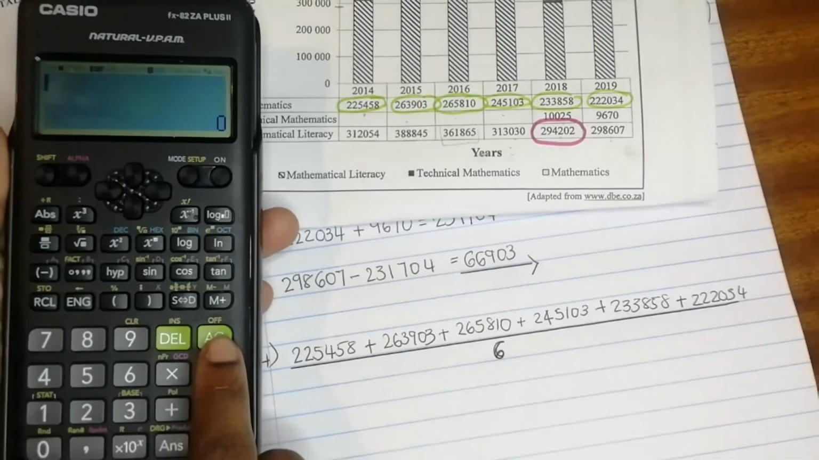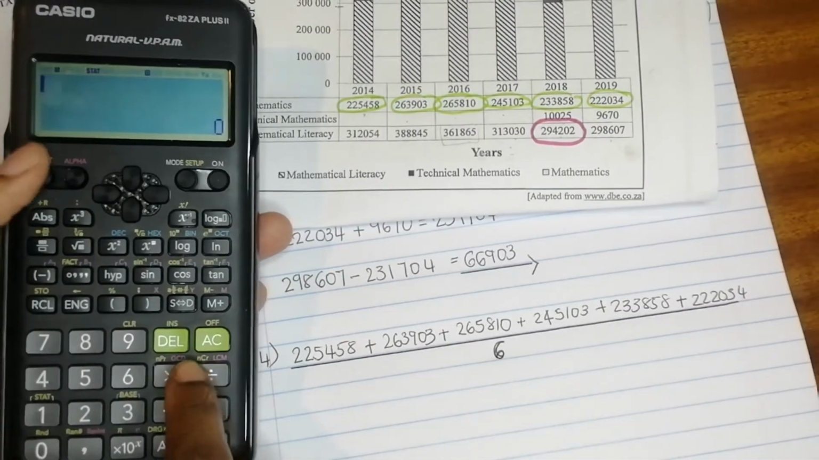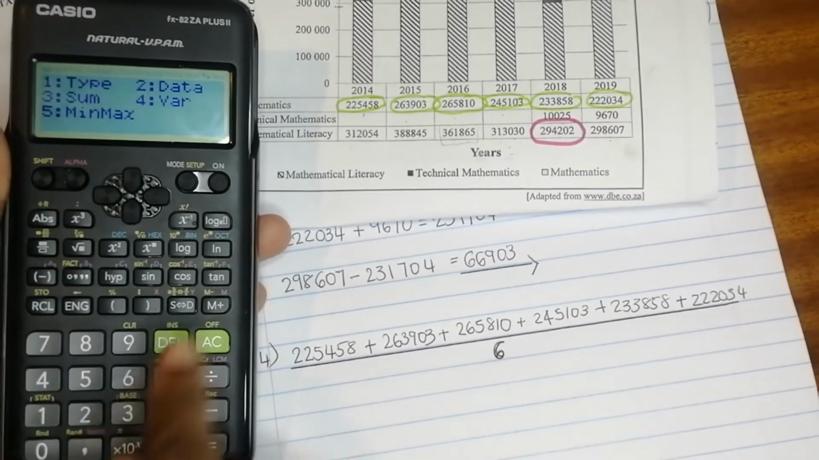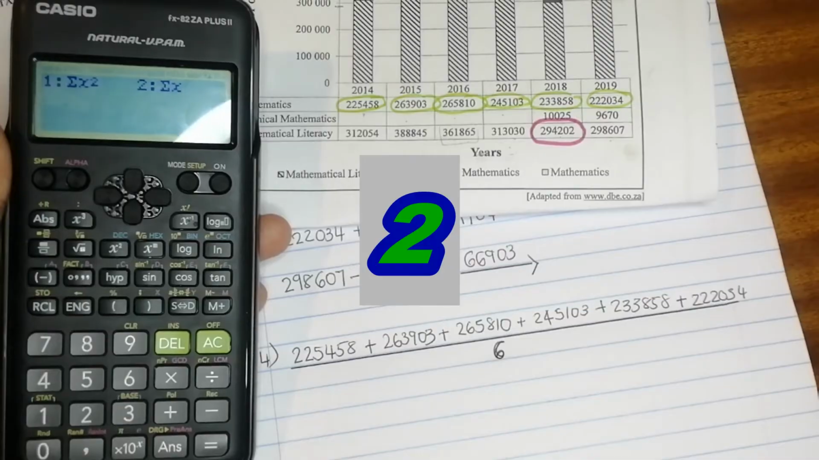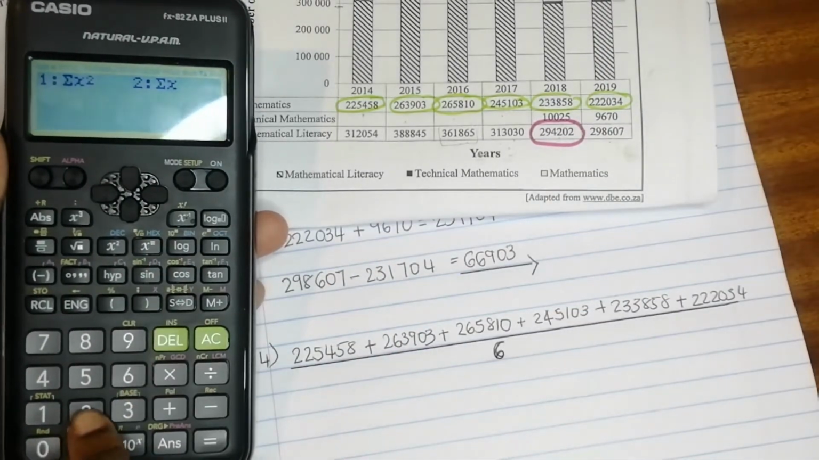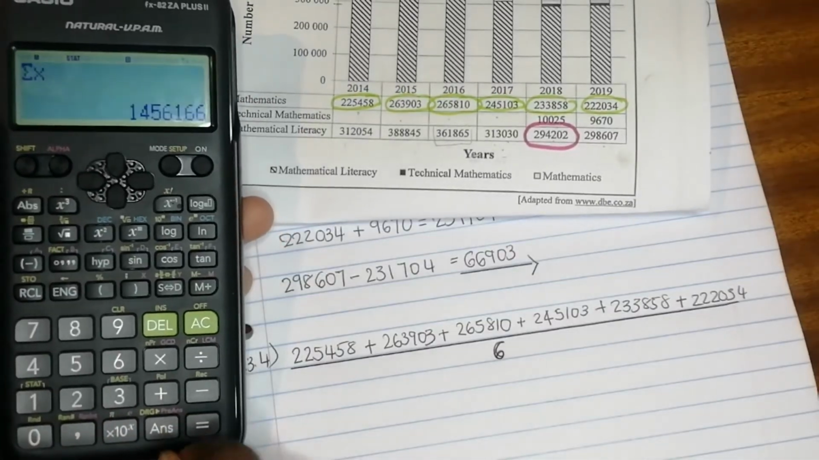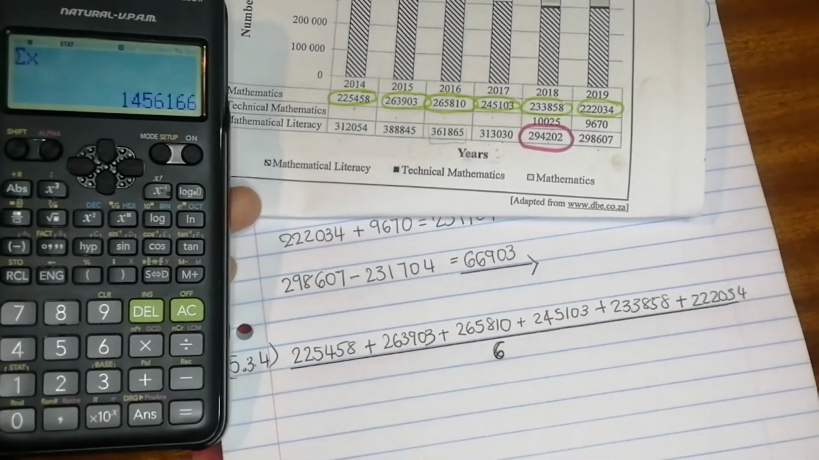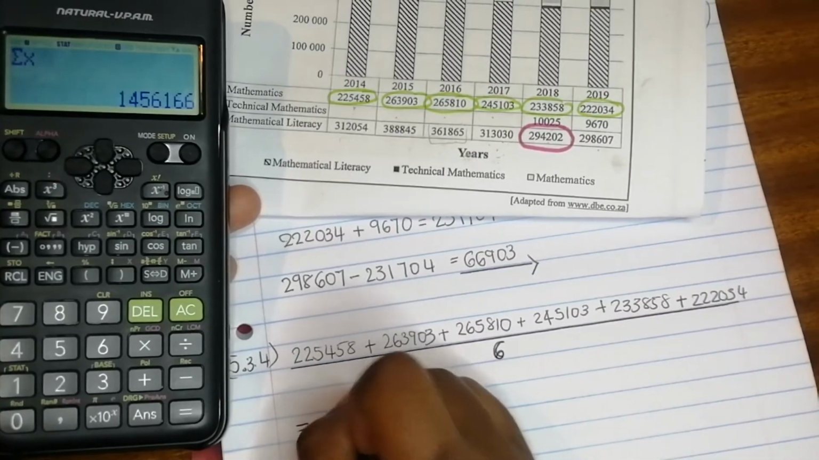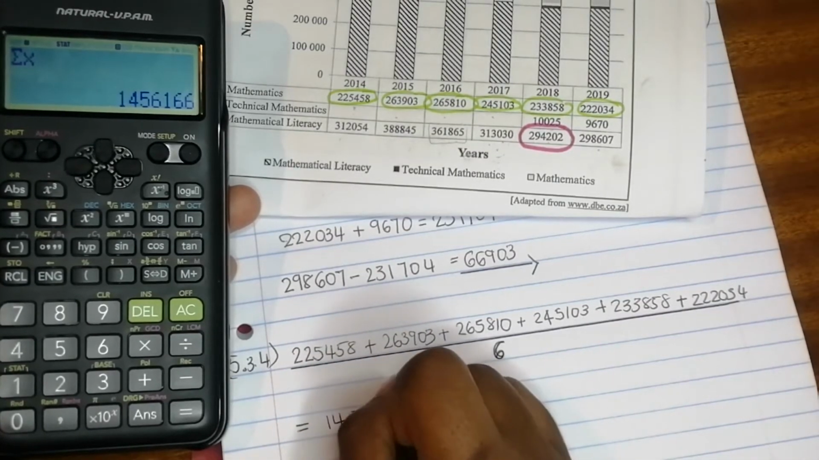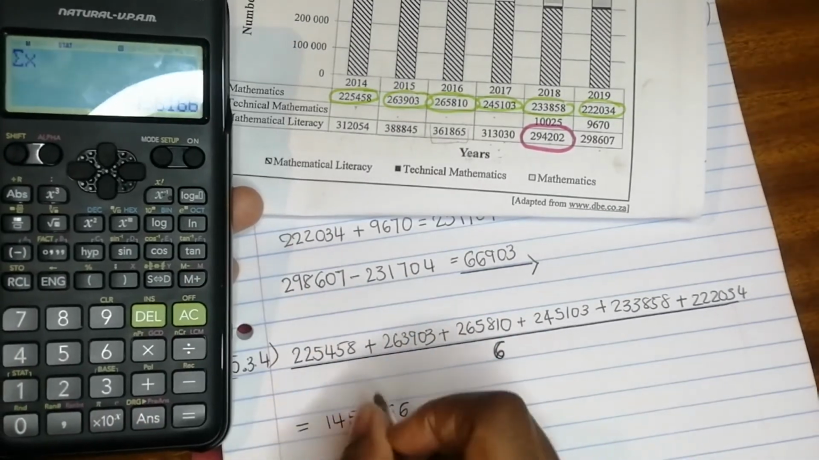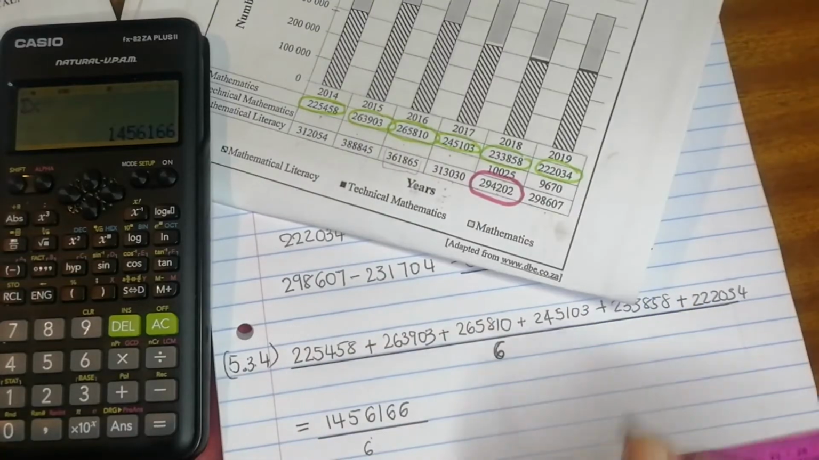And then you press the AC button there. Then you say shift stat, right? Shift stat. And then you can press 3 for sum to get the sum of these values, right? So you can press 2. And the sum of these values is 1456166, all over the 6, right? All over the 6.